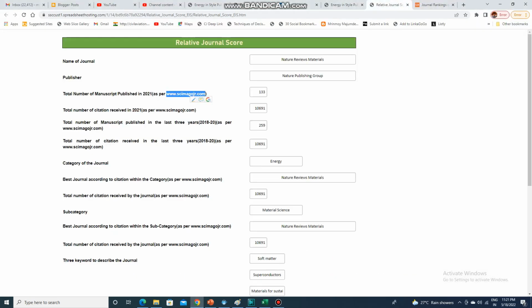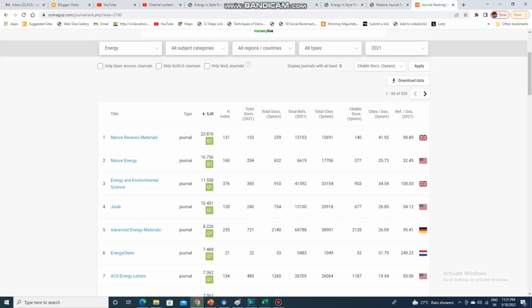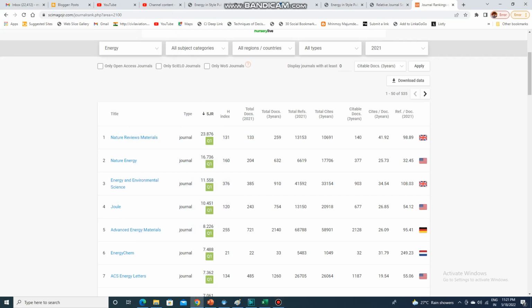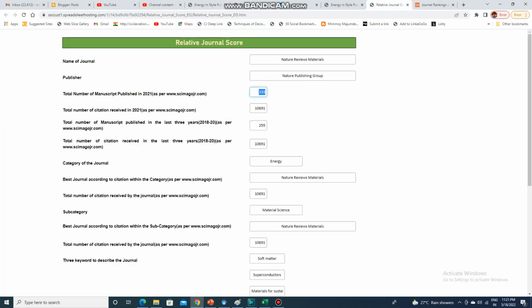So total docs, now this calculator will ask you to enter the total number of manuscripts published in only 2021 as per SCImago. So it is 133, if you can see, you will see it in here. The total docs published in 2021, this one, 133. Correct? Okay. So 133, the total docs published in 2021, you enter it into this field.